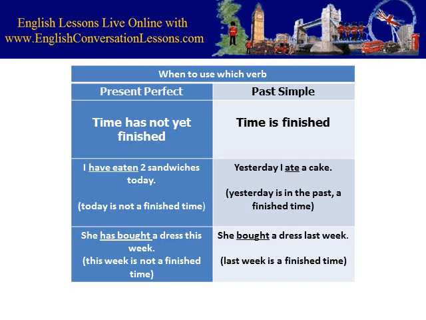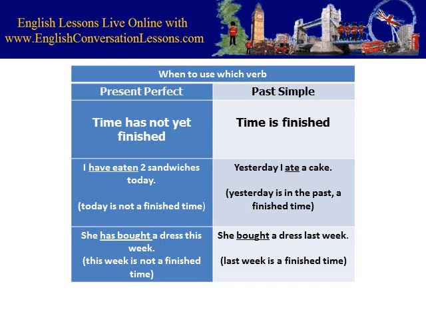Another example, she has bought a dress this week. And once again, this week is not a finished time. And because of that, we have to use the present perfect. She has bought a dress this week.